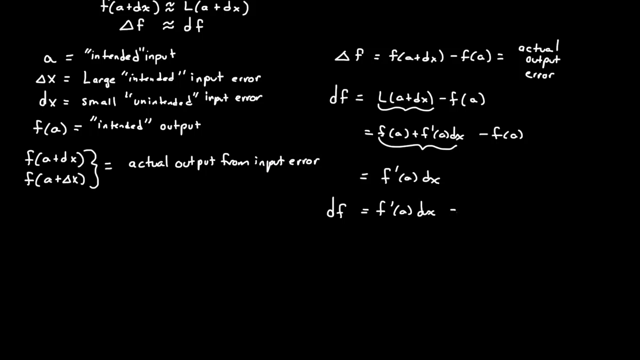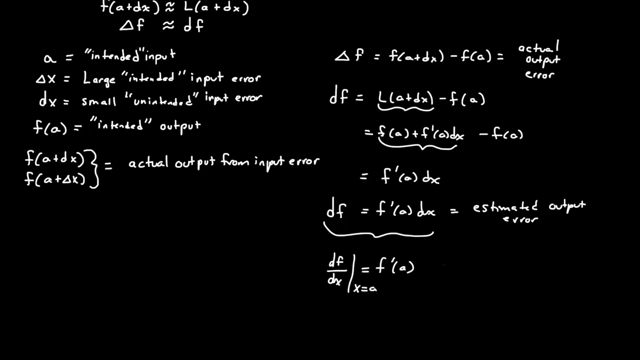And what is this again? This is the estimated output error. In our example, that would estimate the additional rise in the bread if we have a given input error, whether it's small or large. Looking at this equation here, I'd also like you to see that if you wrote this as df over dx, that equals f prime of a. If we said like at x equals a. So that makes sense. That's the instantaneous rate of change at x equals a.